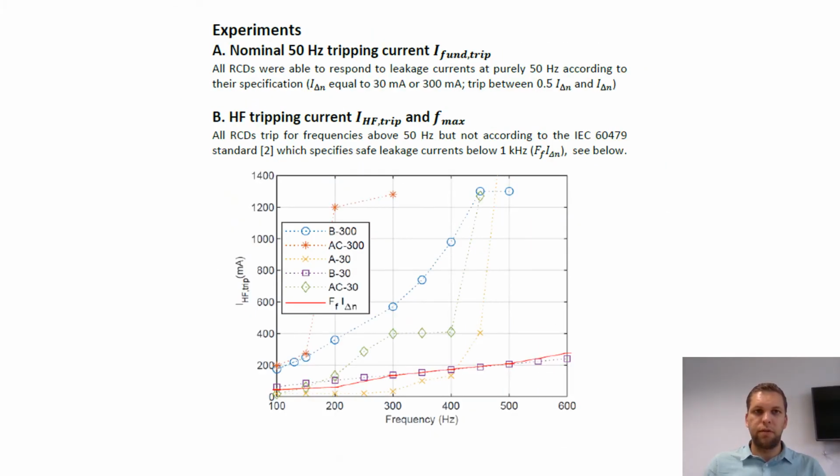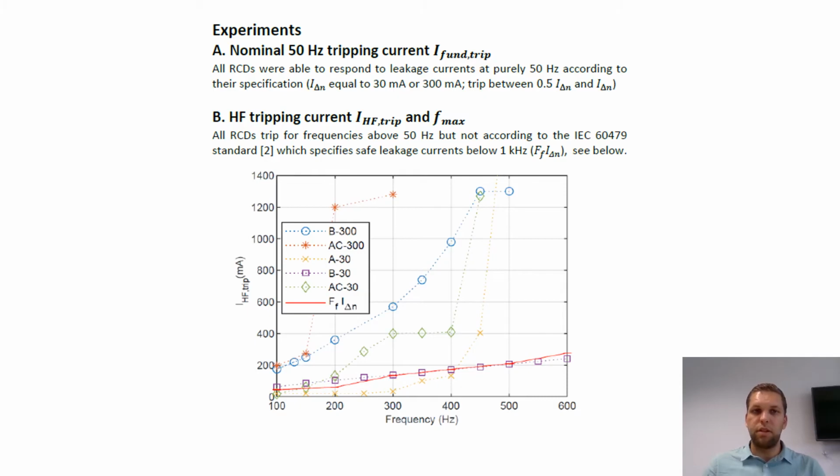In total, there were 4 different experiments carried out on the RCDs, and each experiment was repeated 10 times. The first experiment was to see if the RCDs were able to trip in a nominal condition according to the standard. All RCDs were able to trip according to their specification below either 30 or 300 milliamps.